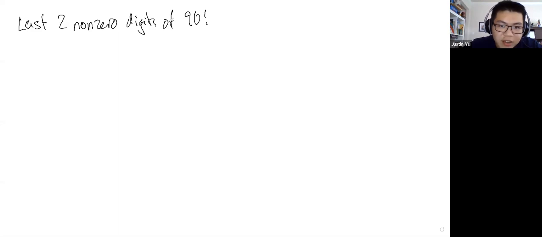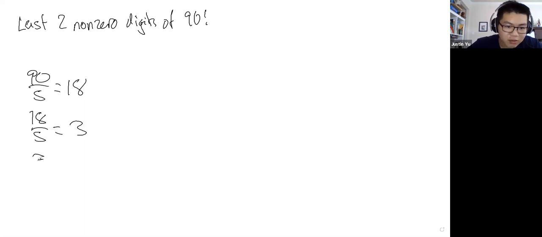So now what are we going to do here? Well, how many zeros are at the end of 90 factorial? I see 21, I see 9, I see 18. The way that we calculate this is we take 90 divided by 5, and that's 18. And then we take 18 divided by 5, and that's 3. We take 3 divided by 5, and that's 0, so we stop. So 21.